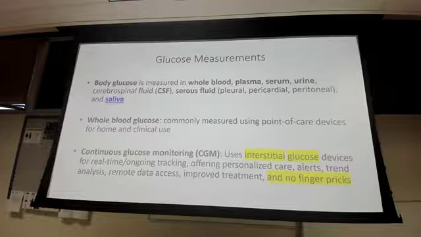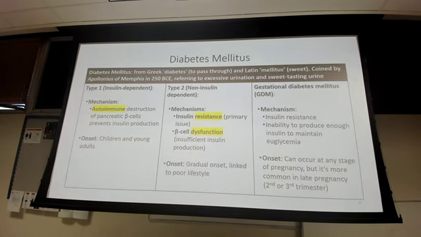The CGM has a sensor that's inserted under the skin, either the back of the arm, stomach, or the buttocks, testing interstitial fluid. Diabetes mellitus.